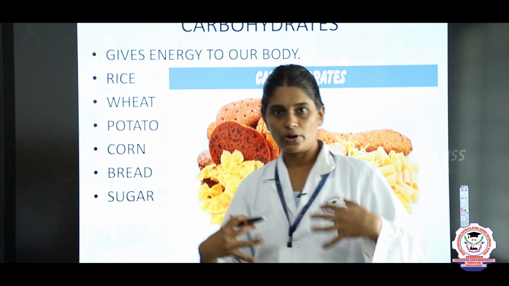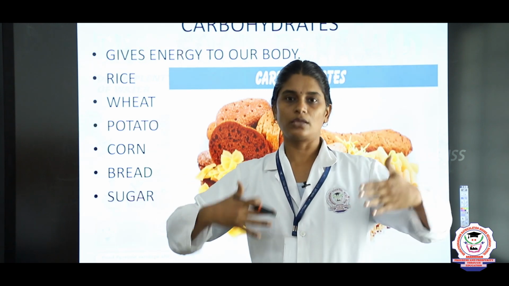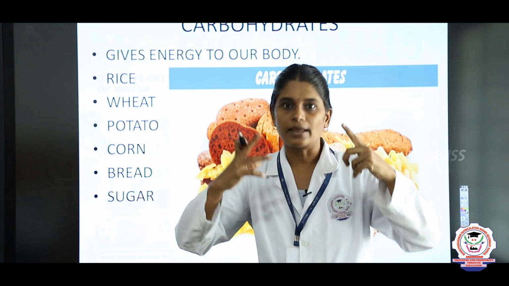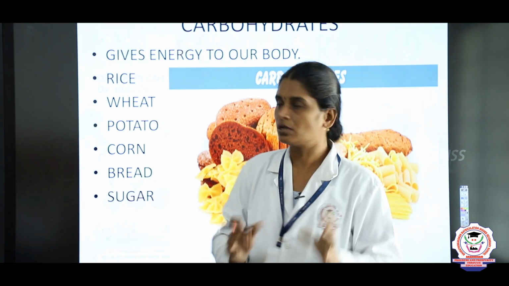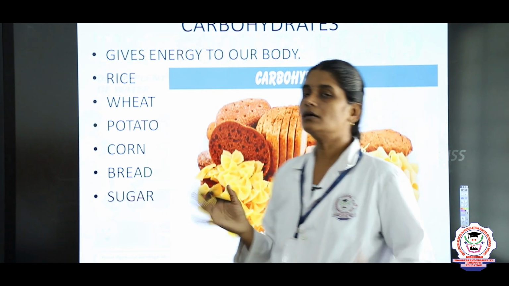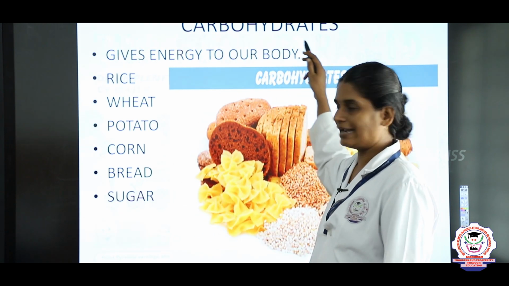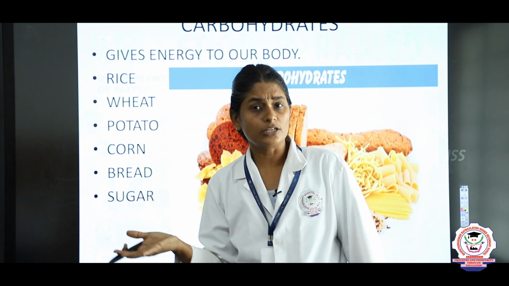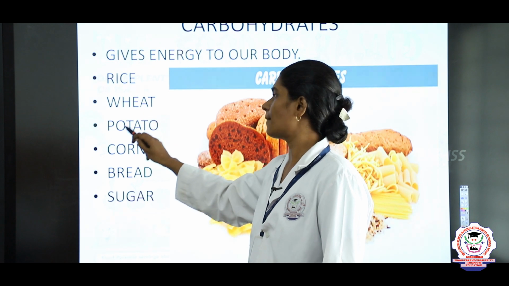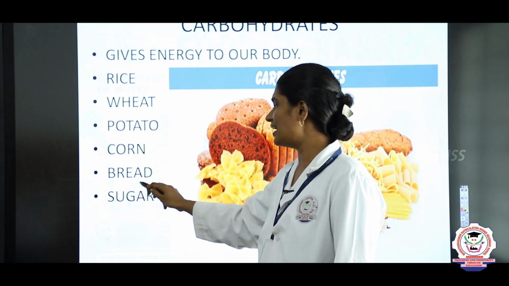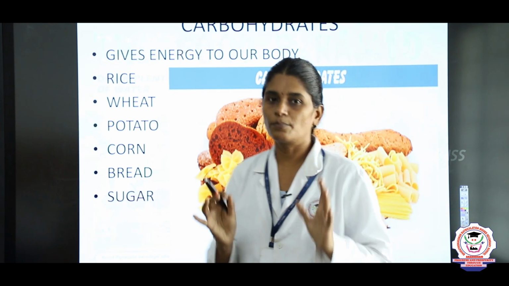With the help of carbohydrates, we can do many physical activities. You are jumping, you are walking, your brain is thinking. Even your brain needs energy; without energy, your brain will not function. So our body needs energy, and that energy is supplied by the carbohydrates. So what are the carbohydrate rich foods? They are rice, wheat, potato, corn, bread, and sugar. These are all the food items that are rich in carbohydrates.